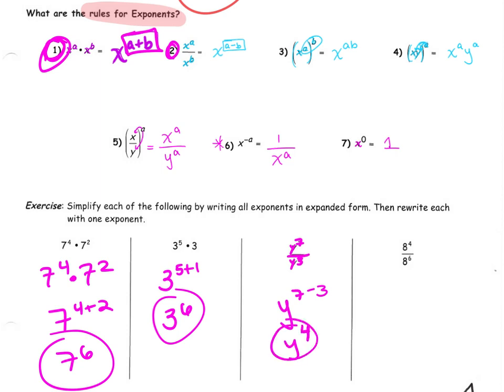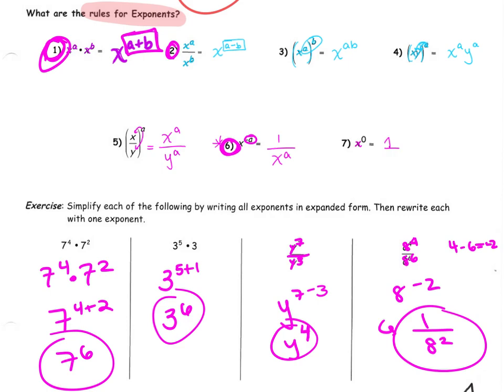And then lastly, again, like bases are being divided here. So we subtract the exponents. 4 minus 6 is negative 2. So I have 8 to the negative 2nd. And I want to write it with positive exponents. So now we need to use this rule over here. I have x to the negative a, right? We got that negative exponent. We bring it down. So this is going to be 1 over 8 squared. And that's it.